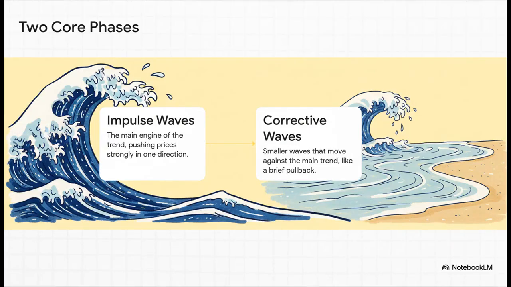And this whole 5-step dance really breaks down into 2 basic moves. First, you've got your impulse waves. That's waves 1, 3, and 5. These are the big, powerful engines driving the price in the main direction. Think of a huge wave crashing onto the beach. Then you have the corrective waves. That's 2 and 4. These are the smaller pullbacks, kind of like the water getting sucked back out to sea before the next big one hits.